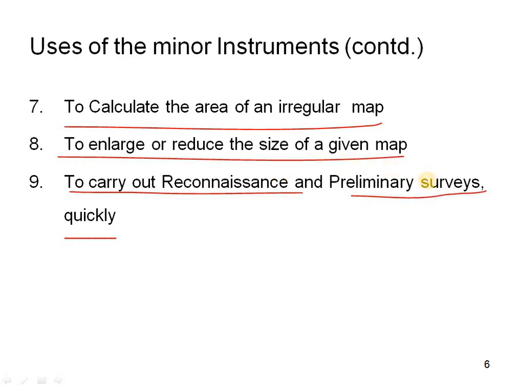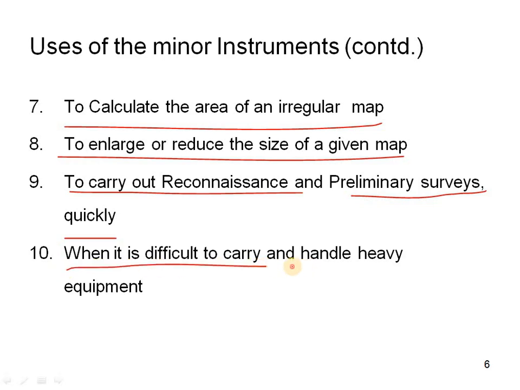And to carry out reconnaissance and preliminary surveys quickly. So reconnaissance and preliminary surveys are carried out using these minor instruments. With the help of minor instruments, we can carry out reconnaissance and preliminary surveys, which are used in cities, towns, and forest areas. And when it is difficult to carry and handle heavy equipment, we cannot carry it easily.